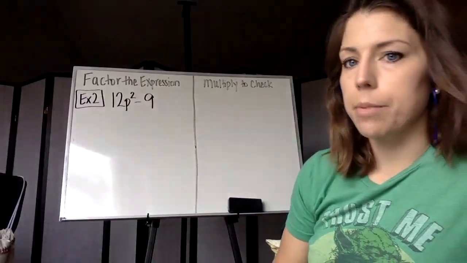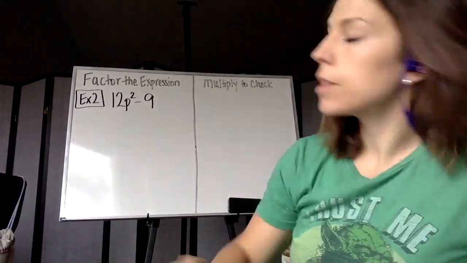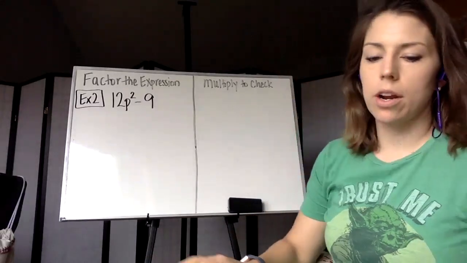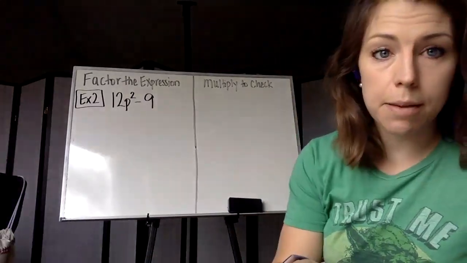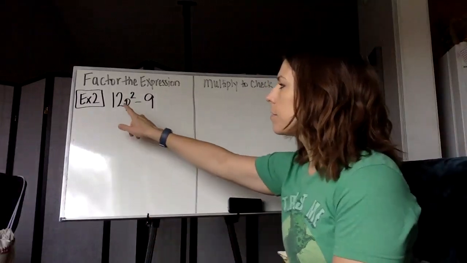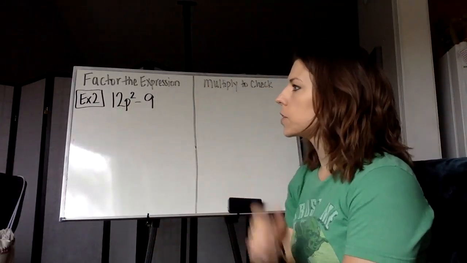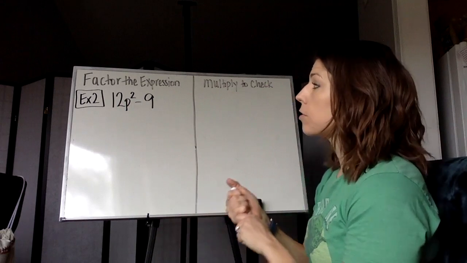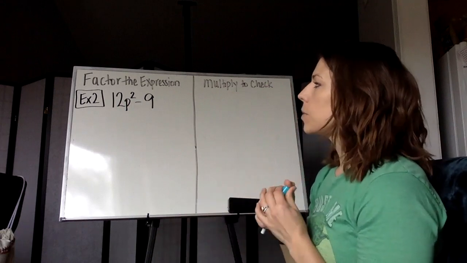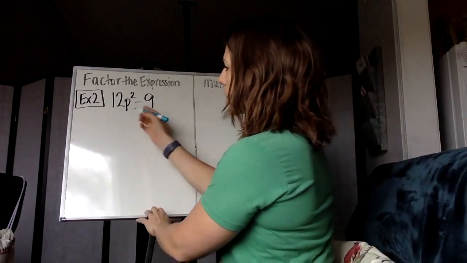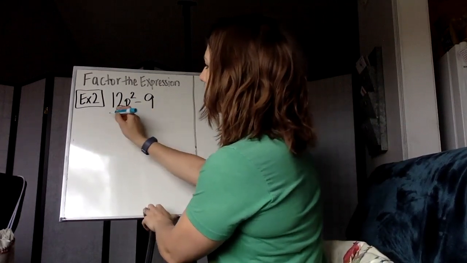Let's take a look at example 2. Example 2, the binomial is 12p squared minus 9. So we do the same thing. We find the greatest common factor of 12 and 9. So I'm thinking 3. 3 goes into 12 4 times, 3 goes into 9 3 times. So I'm going to write them both using 3 as a common factor.